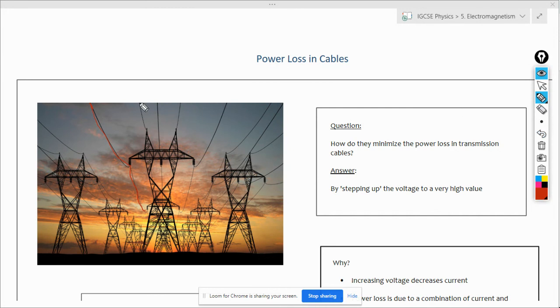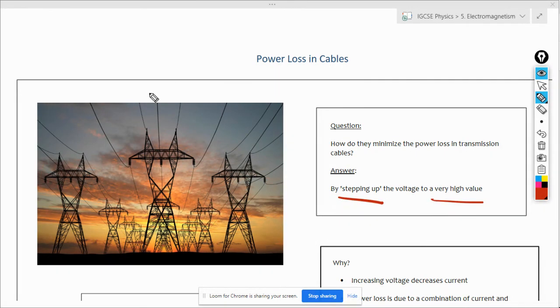And when you have wires going for hundreds of kilometers, you're going to have some power loss. They're going to lose energy. An electric current produces some heat, and that heat just gets wasted. So how do we minimize that wasted energy, that wasted heat? How do they minimize it? They step up the voltage to a very high value.